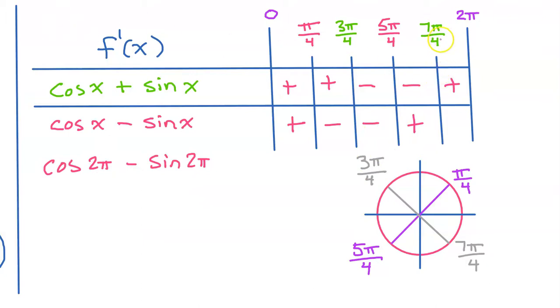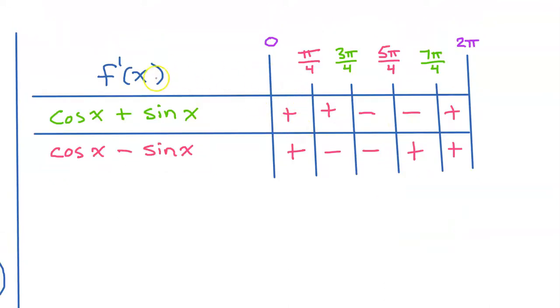For this last interval from 7 pi over 4 to 2 pi, we can go ahead and just use 2 pi. Cosine of 2 pi is 1. Sine of 2 pi is 0. So that is positive 1, a positive value. So that means the overall value of f of x is going to be positive in this interval, because a positive times a positive. Negative in this interval, positive times negative. Positive again in this interval, negative times a negative is a positive. Negative in this interval, and positive in this interval.